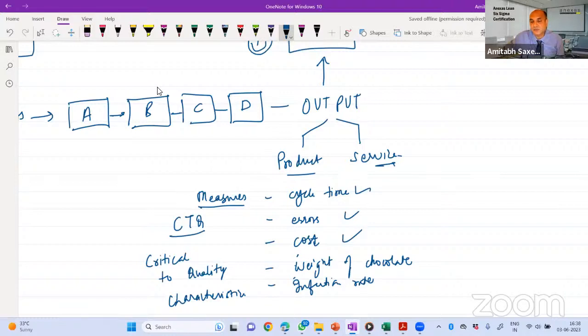And typically, if the CTQ, the quality characteristic, is coupled with some target value, say, for example, cycle time of completing a job should be less than 30 minutes, we call it a KPI. So we have a CTQ and we have a KPI. Error should be less than 0.01%. This becomes a KPI. Cost per unit of my service should be less than $1.3. This becomes a KPI.